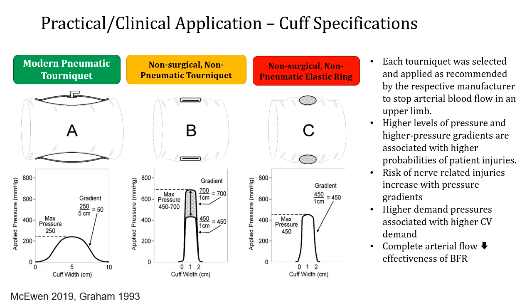The risk of nerve-related injuries increases with pressure gradients. Higher pressures are associated not only with nerve-related injuries, but also with high cardiovascular demand, because of the pressor response that comes from the peripheral nerves innervating the muscle under occlusion. And complete arterial occlusion decreases the effectiveness of BFR, which potentially could happen with those cuffs that are elastic in nature and non-pneumatic, where it's hard to determine the interface pressures.